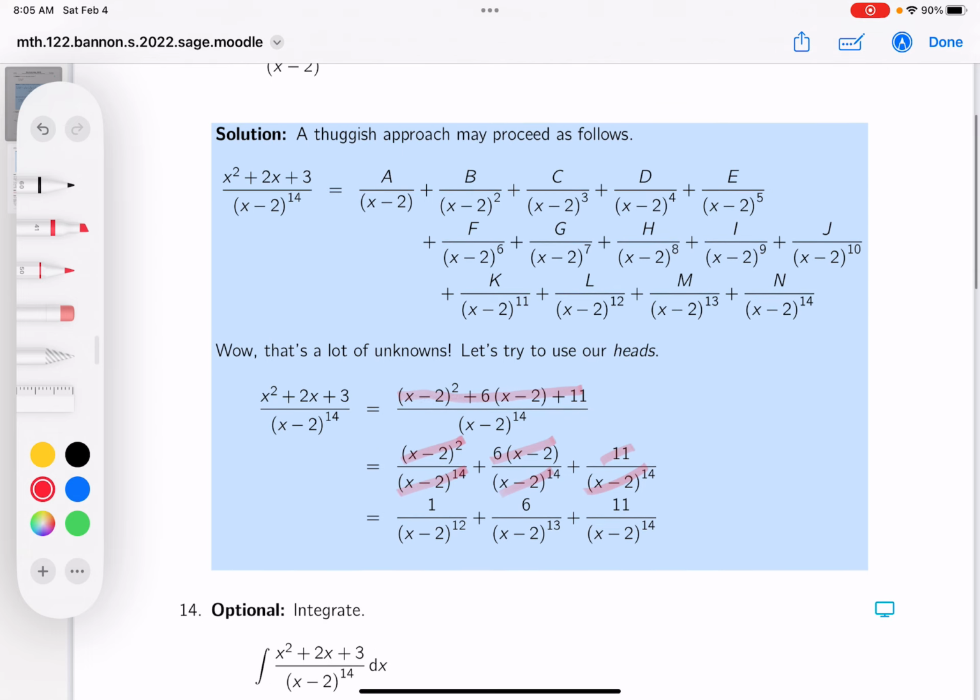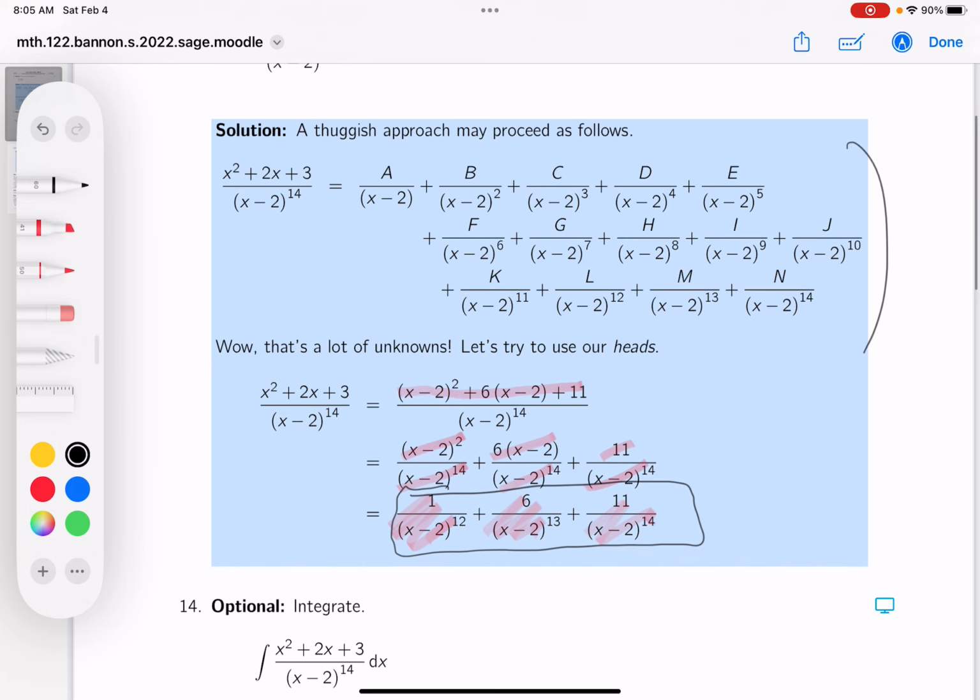What I'm going to get, a simple reduction would give me 1 over x minus 2 to the 12th power. Then I'm going to get 6 over x minus 2 to the 13th power. And last but not least, this one over here. All right? This is the partial fraction decomposition. Again, you might say, gee, you're doing it a little bit differently this time. I had to use my head, right? So if you're not using your head, you're back up here, and this is just too much work. Will it work? Of course it will work. Thank you.